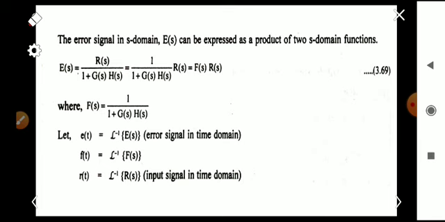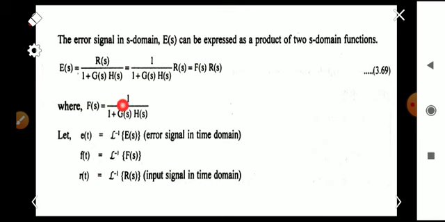In the previous videos we saw that the error signal in the S domain, E of S, can be expressed as R of S by 1 plus G of S into H of S. Here we are splitting the term into two: 1 by 1 plus G of S into H of S, and R of S. The term 1 by 1 plus G of S into H of S we are taking as F of S.